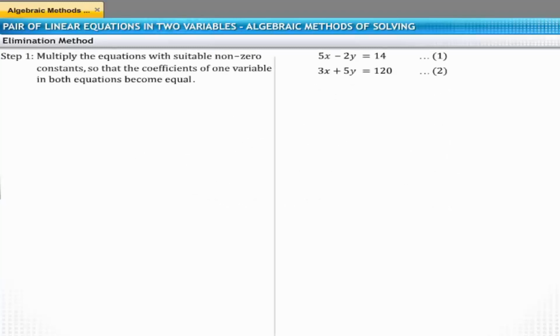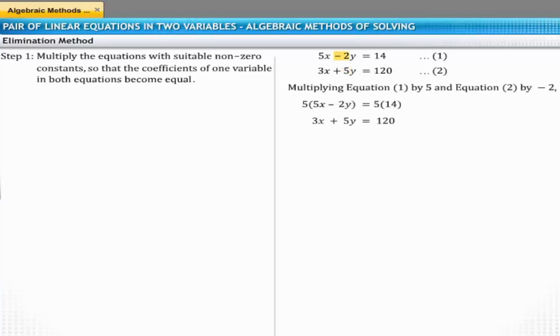In this method, the first step involves multiplying the equations with suitable non-zero constants so that the coefficients of one variable in both equations become equal. Here we'll multiply the first equation by 5 and the second equation by minus 2. By doing this, the coefficients of y in both the equations become minus 10. Please note that minus 2 and 5 are the coefficients of y in equation 1 and 2 respectively.